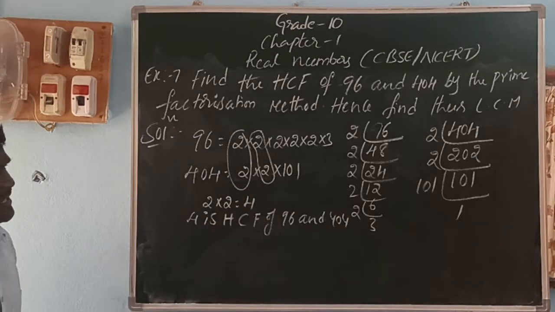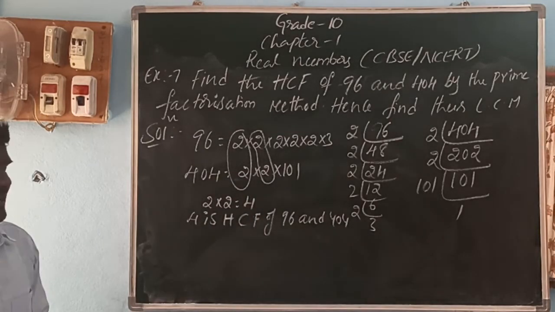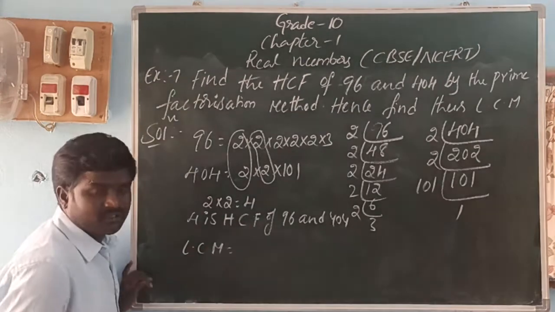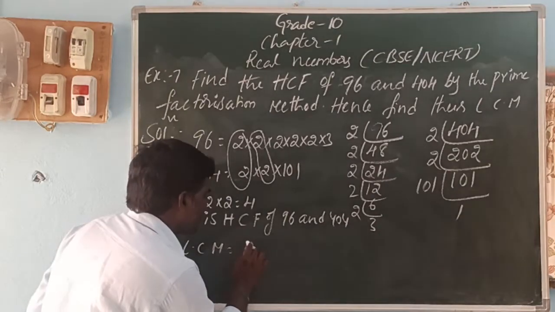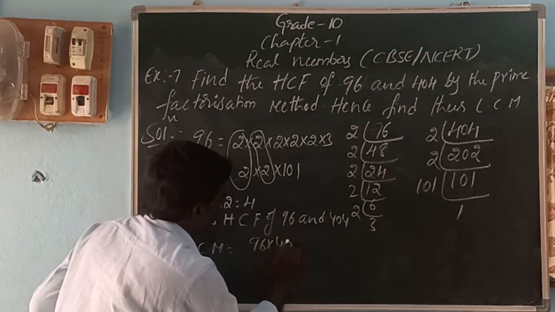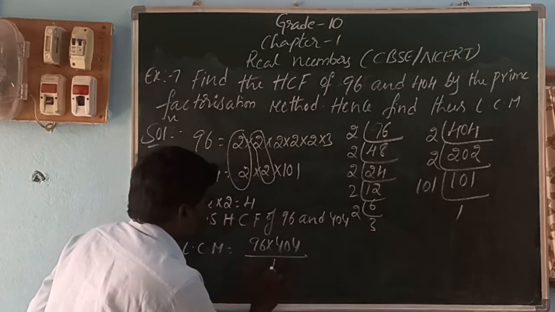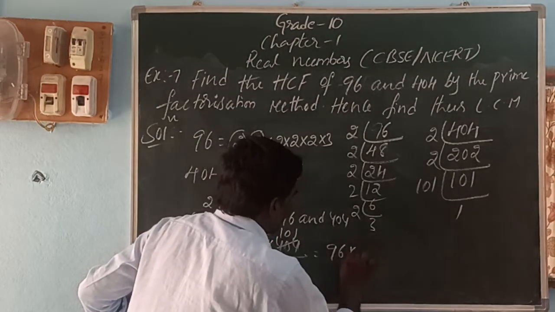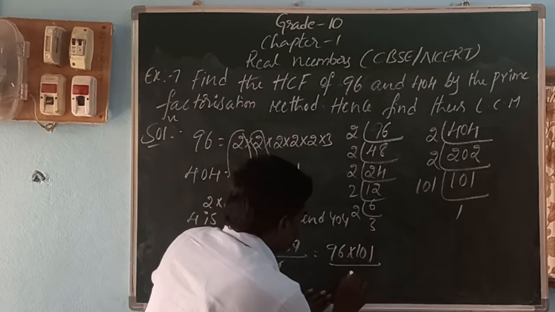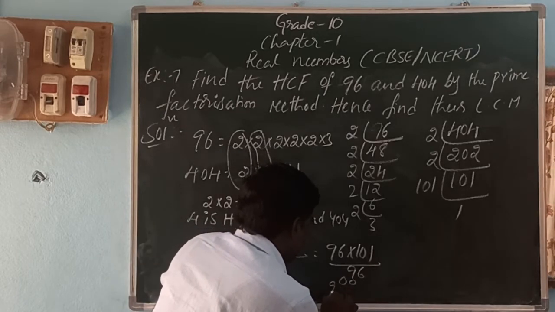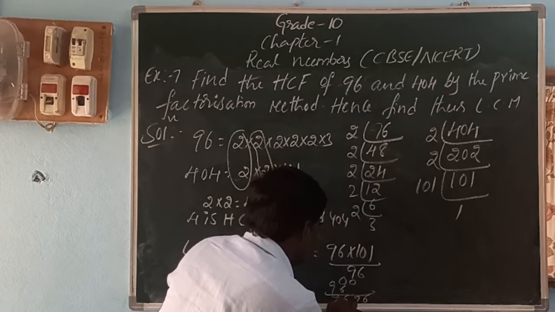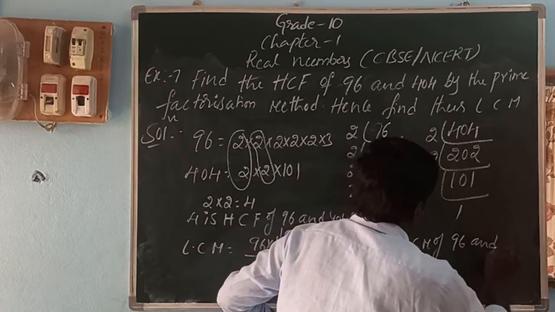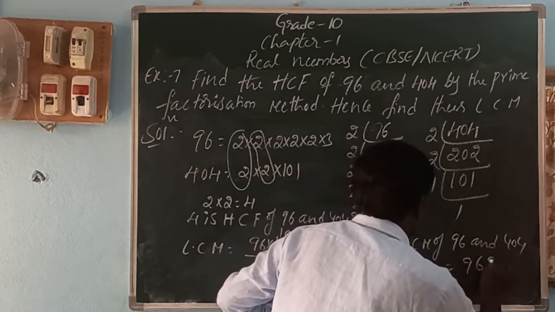Here they ask us to find their LCM. We know the LCM formula: LCM is equal to the product of the two numbers divided by the HCF. So the product of 96 and 404 divided by the HCF, which is 4. 4 goes into 404 101 times, so it equals 96 into 101. 96 times 101 is 9696. So the LCM of 96 and 404 is 9696.